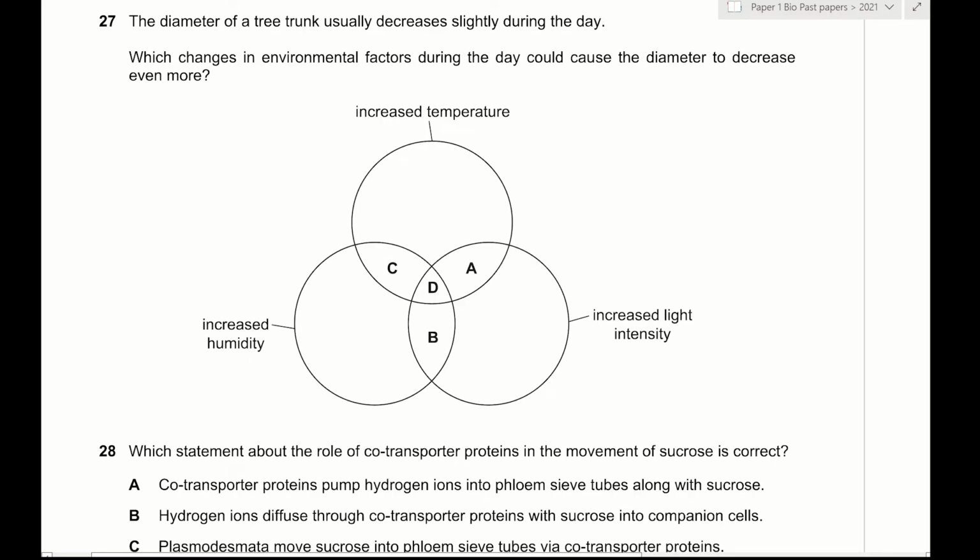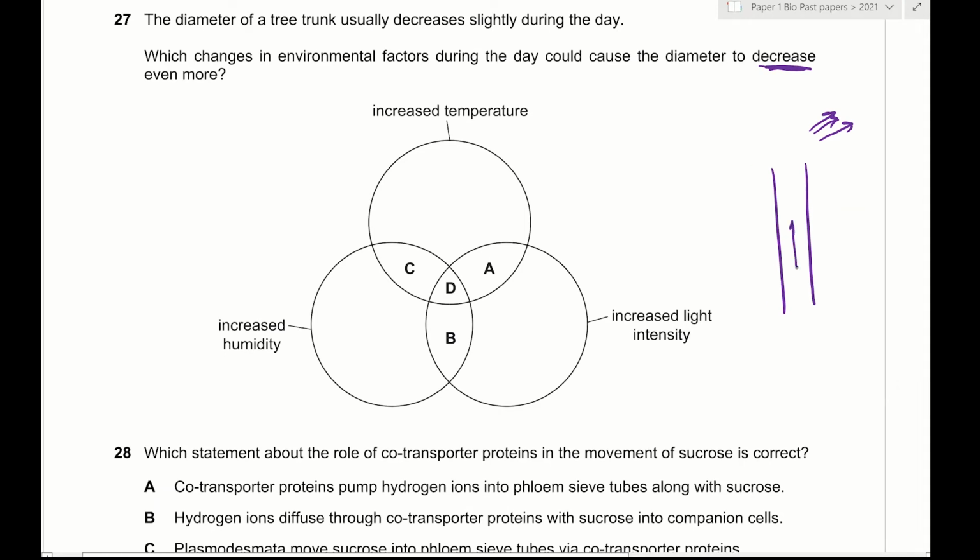The temperature of a tree trunk usually decreases slightly during the day. Which changes in the environmental factors during the day could cause the diameter to decrease even more? So, what causes the diameter to decrease is actually increased transpiration. The reason for this is when more water is removed through the stomata from the leaves, it creates a higher gradient, which pulls more water molecules upwards by adhesion and cohesion.